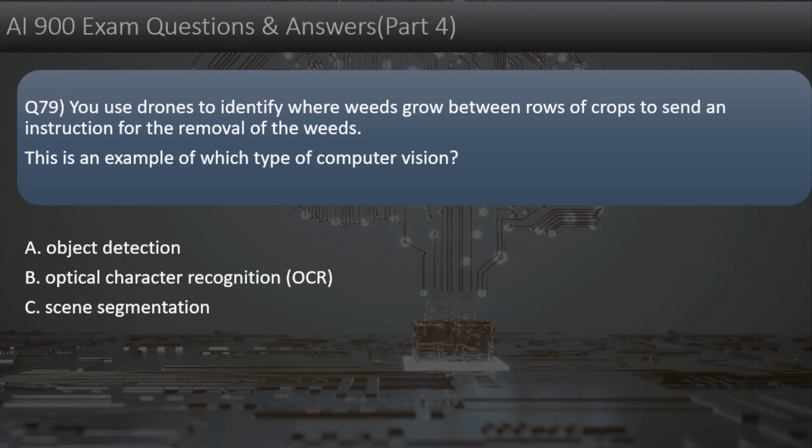Question 79. You use drones to identify where weeds grow between rows of crops to send an instruction for the removal of the weeds. This is an example of which type of computer vision? Option A, object detection. Option B, optical character recognition. Option C, scene segmentation. The answer is option A, object detection.